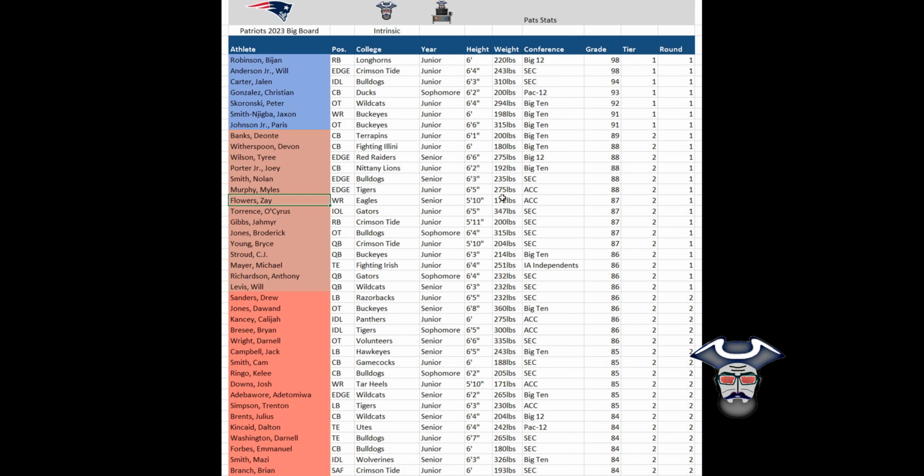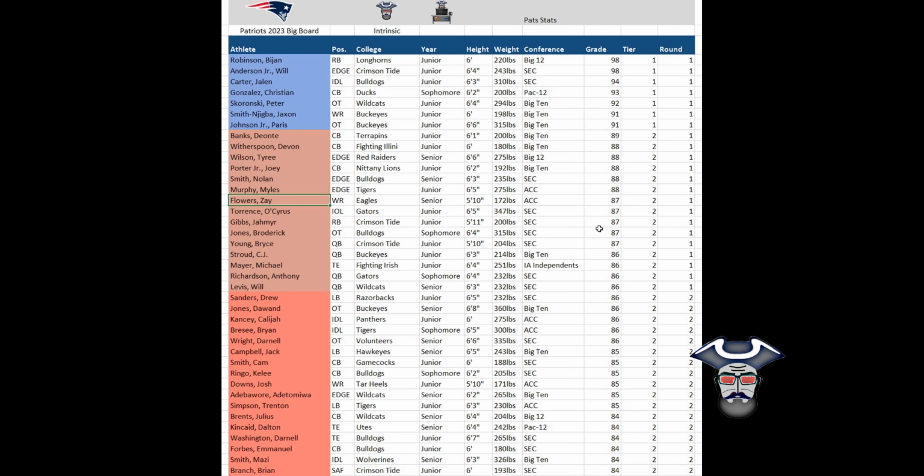The front page is set up pretty simple. Maybe not the simplest, but it's easy to digest to a certain extent. You have your athlete, position, college, year, height, weight, conference, and then I get into the grades. These grades are how I see them. This is how they would be if they were to play in the NFL, based upon what I've seen or read, and the stats. It's just a comprehensive overview, basically my valuation on the athlete.